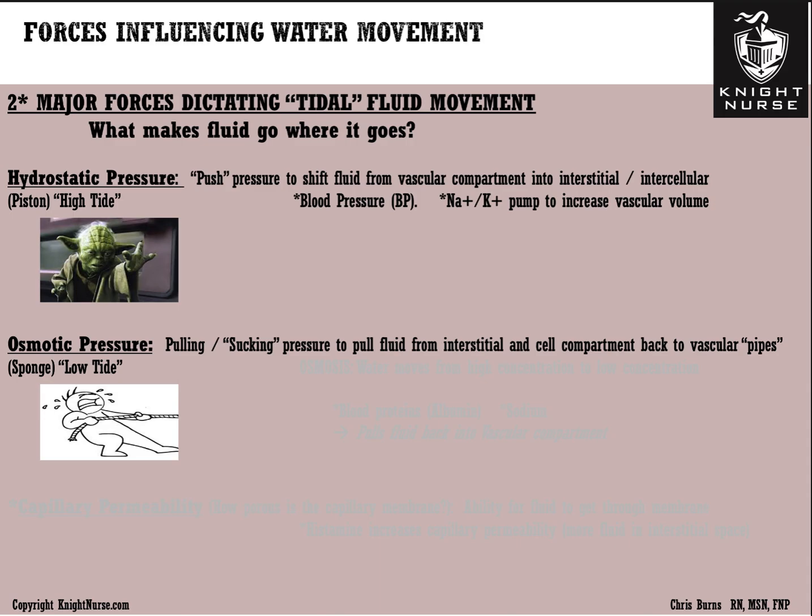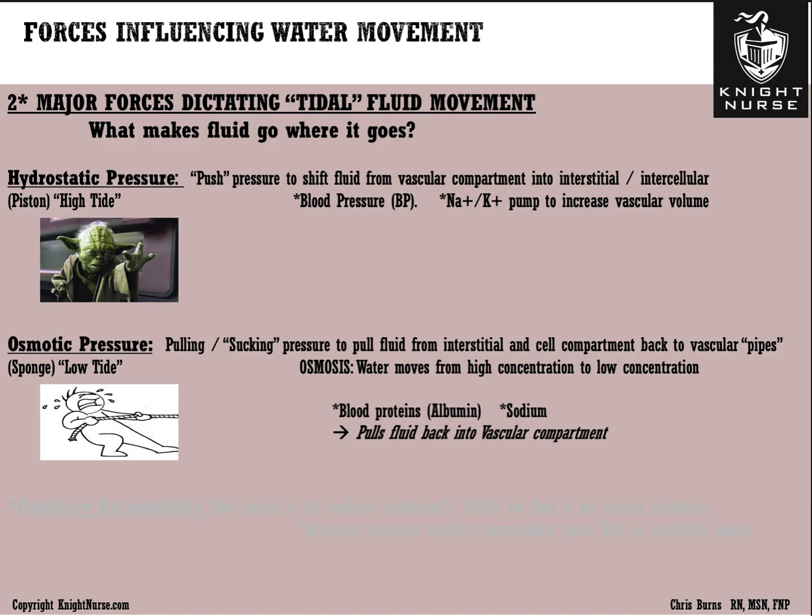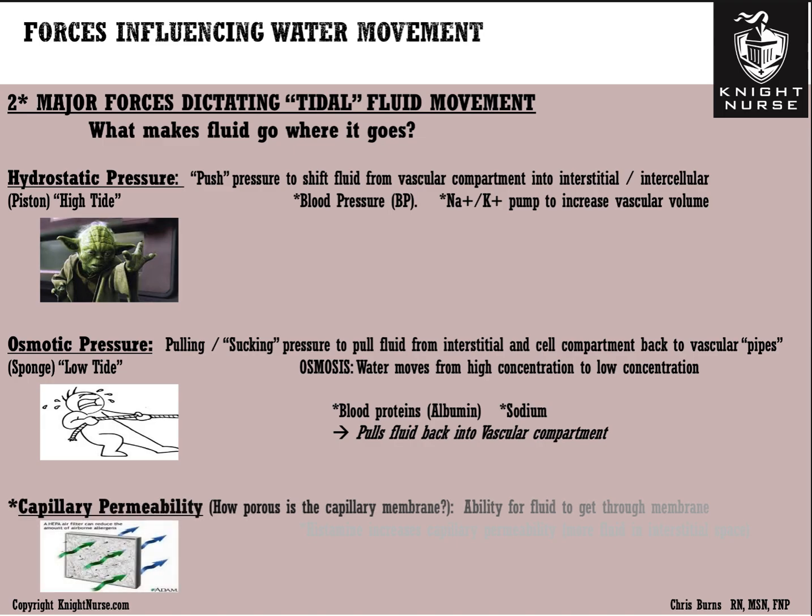Now the other one is osmotic sucking pressure. Osmotic sucking pressure is the pulling or sucking pressure to get the fluid from the interstitial and cellular compartment back into the vascular pipes. So what controls that? It's controlled by osmosis, water moving from high concentration to low concentration. And this is namely controlled by sodium concentrations and the blood protein albumin within the vascular compartment. And this is going to pull fluid back into that vascular compartment.